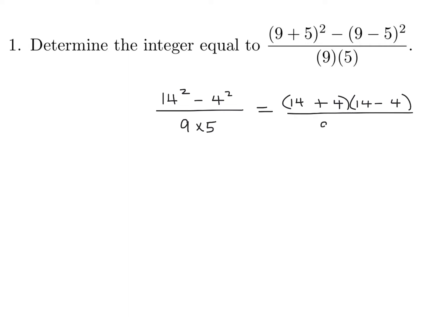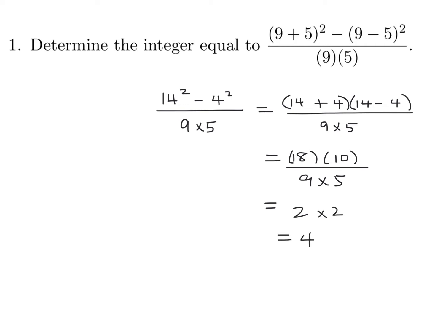And then the 9 times 5 stays the same. 14 plus 4 is 18. 14 minus 4 is 10. And then now you will see that 18 divided by 9, that part is 2. 10 divided by 5 is 2. So you just get 2 times 2, which is equal to 4. And like I said, you can do this manually without any kind of factoring also, but I just did it this way.